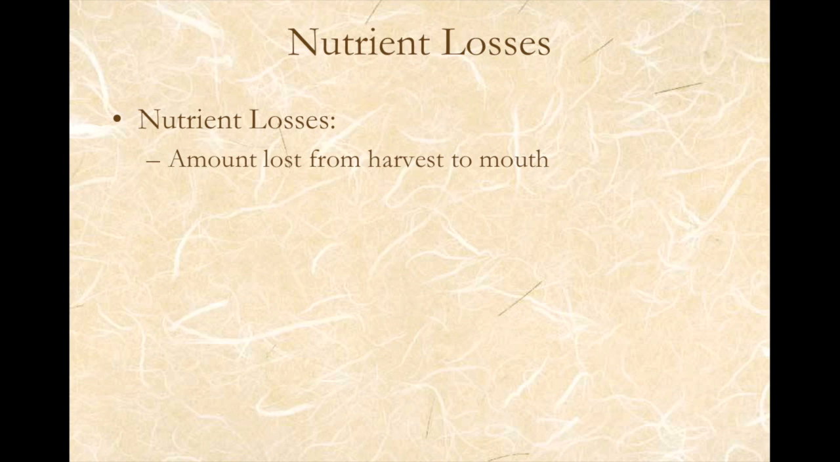When we talk about nutrient losses, we're talking about the amount of nutrients that are lost between the time you've harvested or slaughtered the animal until it reaches your mouth. So anything that happens in that in-between space. We know that the quantity in there has already been determined by the growing conditions, the harvest conditions, etc. So now what we're looking at is what happens to it before it gets to your mouth.